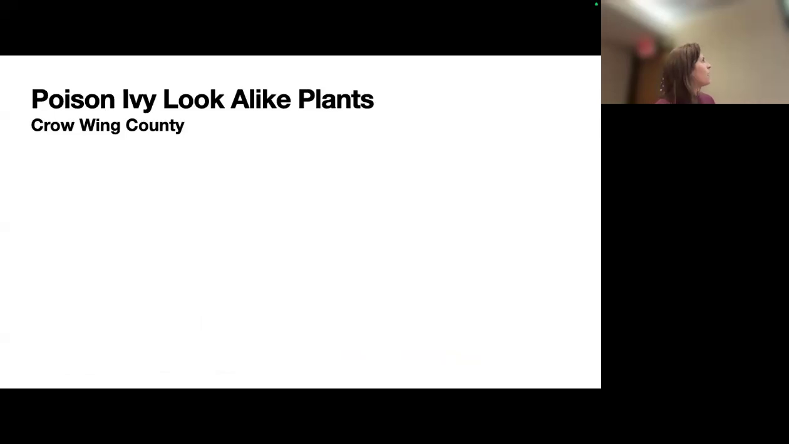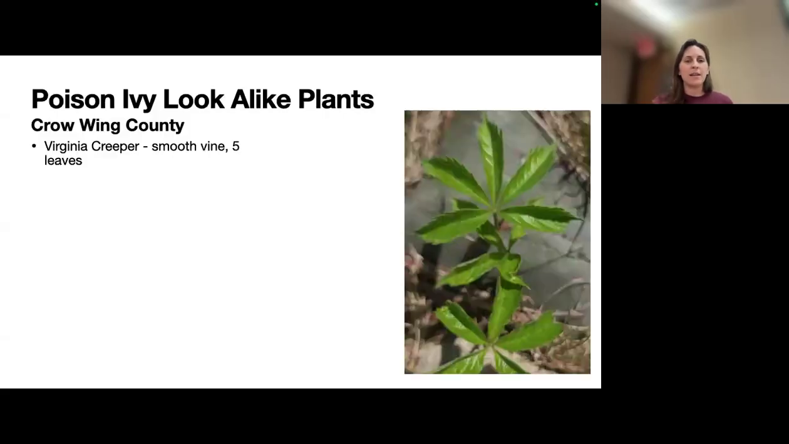All right, so we're going to talk about some of the poison ivy look-alike plants, because it's really important to be able to identify what is poison ivy and what is not. These are some of the ones that I've learned about on my own property, so they're pretty specific to Crow Wing County. I'm up in the Jenkins area, but up in the Jenkins area versus down here in Brainerd, you're going to be dealing with a lot of the same plants.